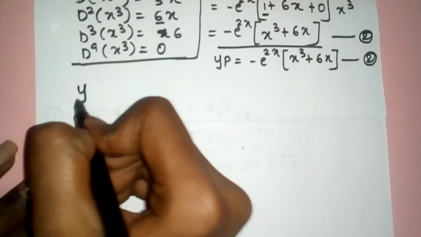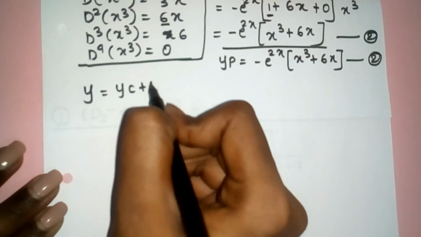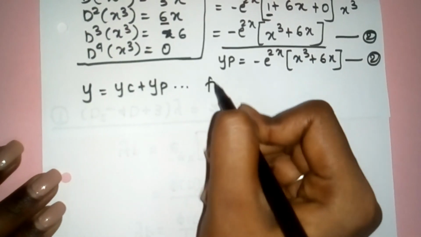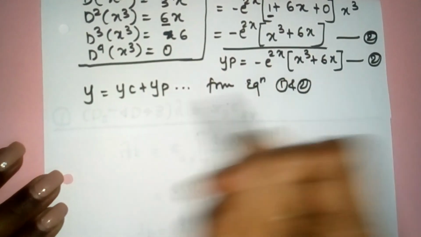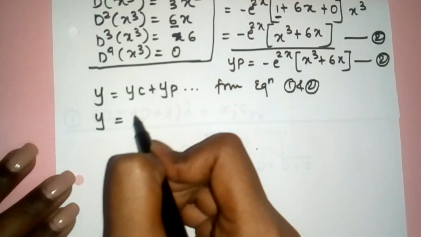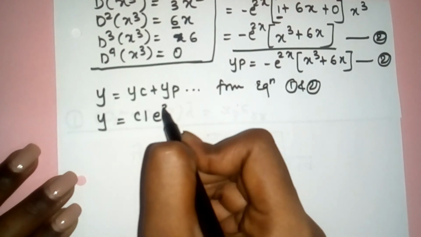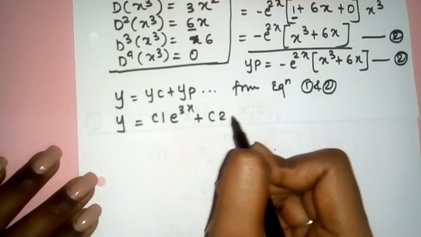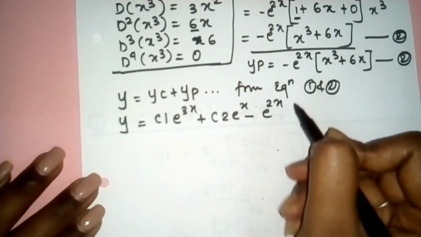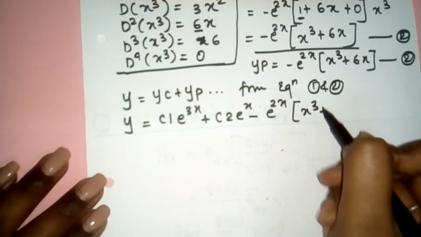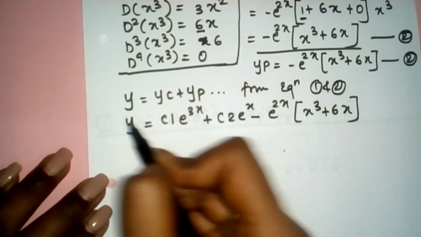Now y is equal to yc plus yp, from equations 1 and 2. So our y will be c1 e raised to 3x plus c2 e raised to x minus e raised to 2x into x cube plus 6x. So this is the final answer.